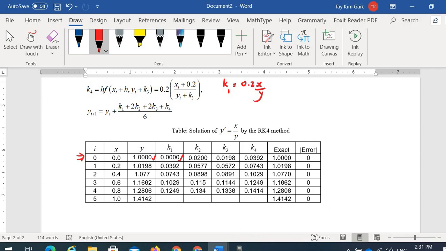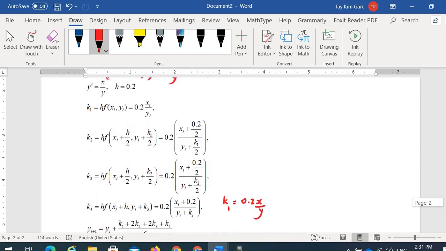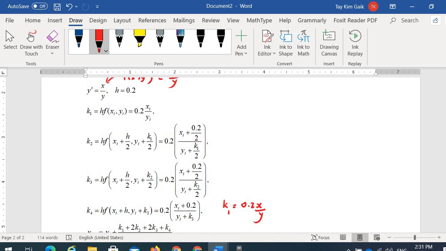After we get k1, we are going to calculate k2. K2 is the same function, however x is replaced by x plus h over 2. So your k2 is 0.2, with x becoming x plus h over 2, so 0.2 divided by 2 is 0.1, and y becoming y plus k1 divided by 2. You may input this as the second formula.